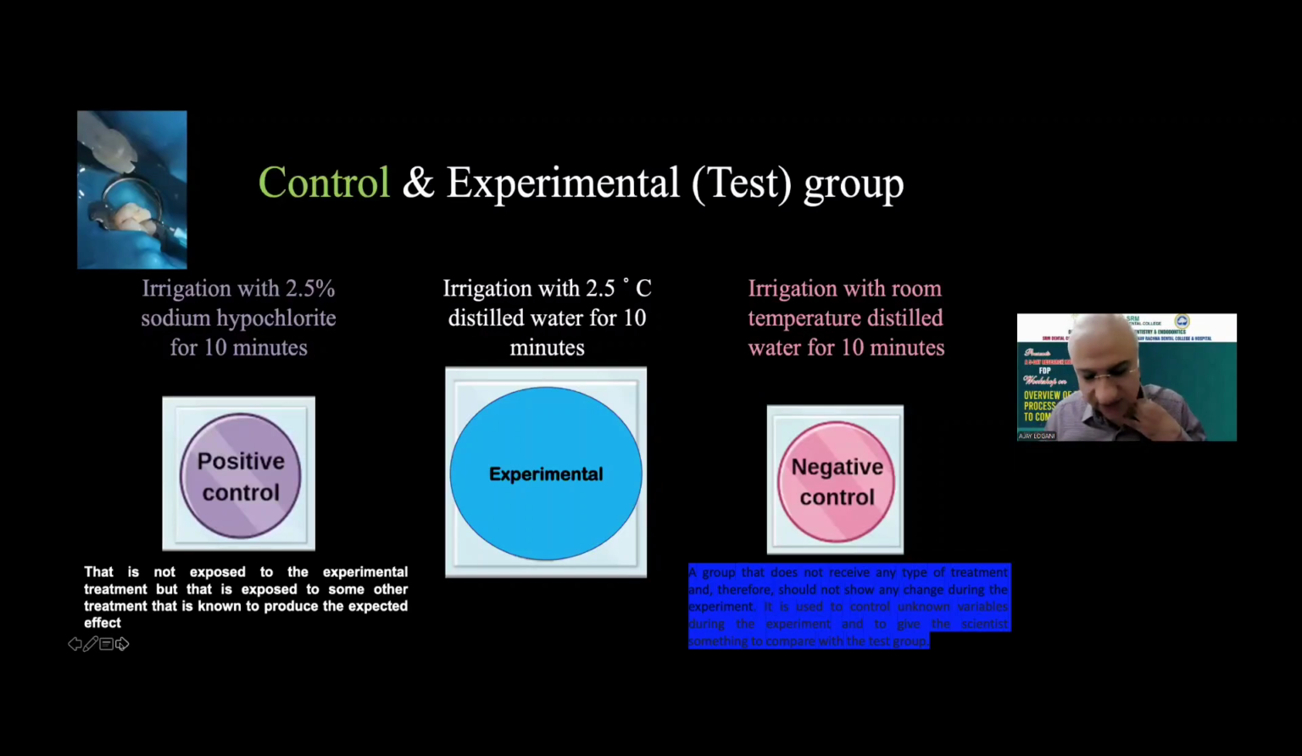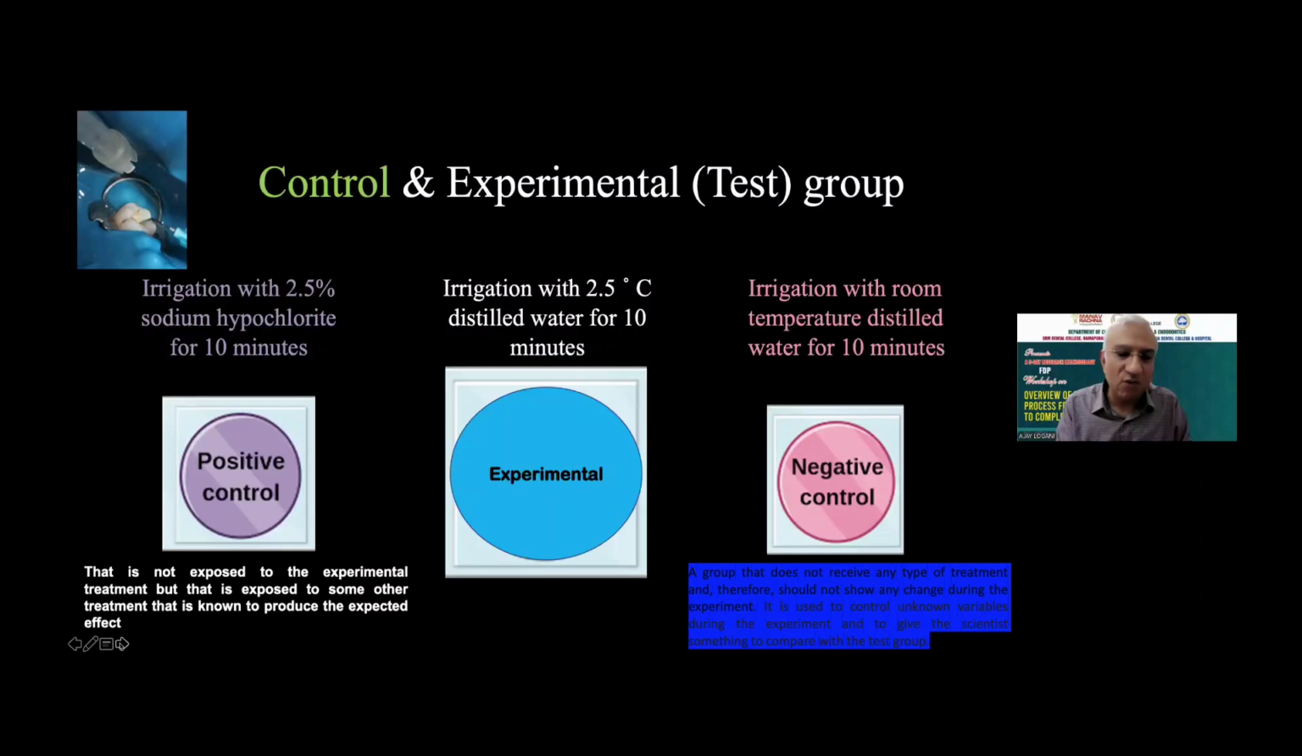As far as the controls are concerned, you would require the experimental group, obviously, and a positive control and a negative control. Positive controls are a must. It is basically a group exposed to a treatment plan that is known to produce some effect, so it's almost like a gold standard. To exemplify, my positive control in this study would be 2.5% sodium hypochlorite, because 2.5% sodium hypochlorite is used in all the studies dealing with pulpotomy as far as hemostasis is concerned. So it's almost like a gold standard.